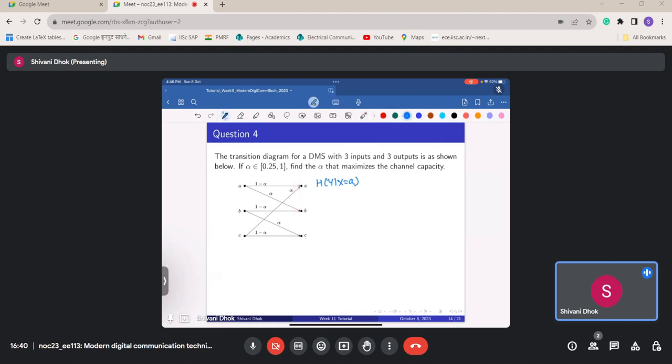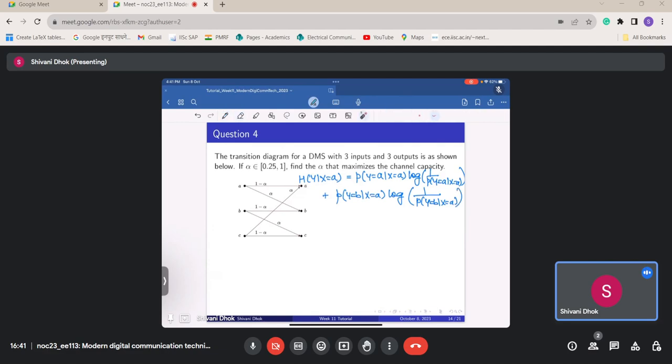So this I can write as probability that y equal to A given x equal to A into log of 1 upon probability that y equal to A given x equal to A, plus probability that y equal to B given x equal to A into log of 1 upon probability that y equal to B given x equal to A.